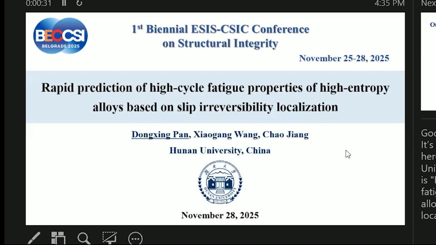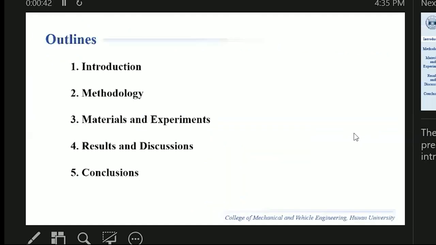The title of my presentation is Rapid Prediction of High Entropy Alloys Fatigue Properties based on Slip Irreversibility Localization. There are five parts to my presentation. Let's start with the introduction first.